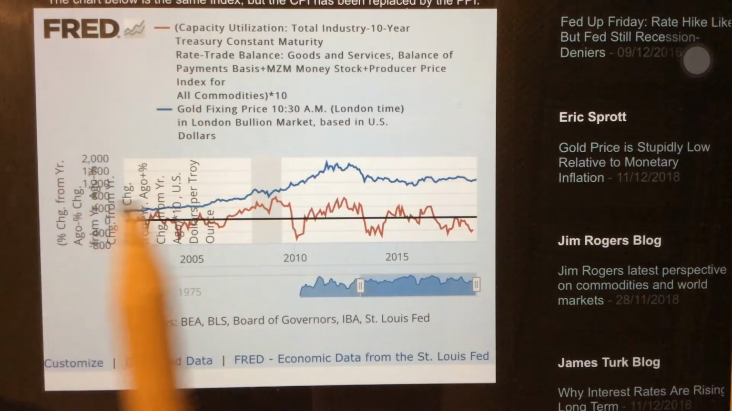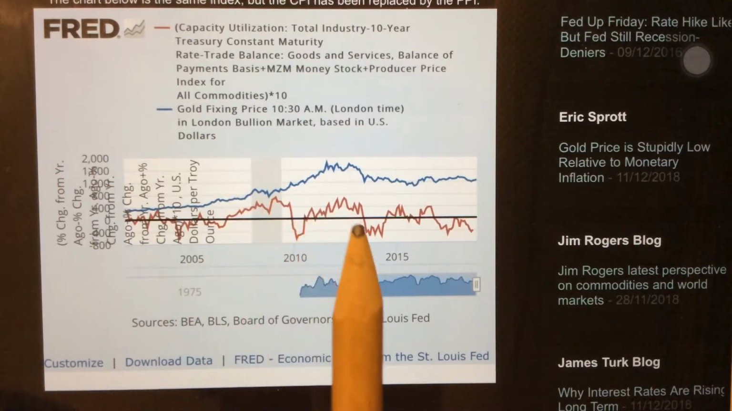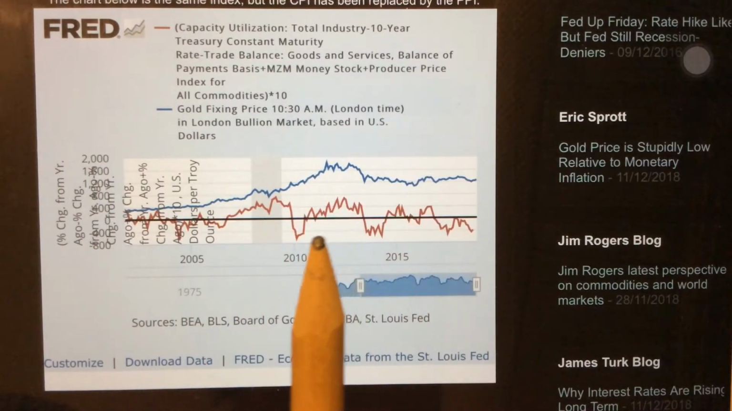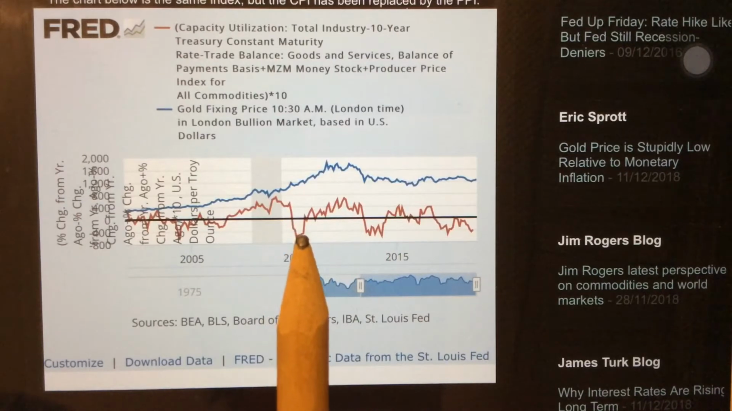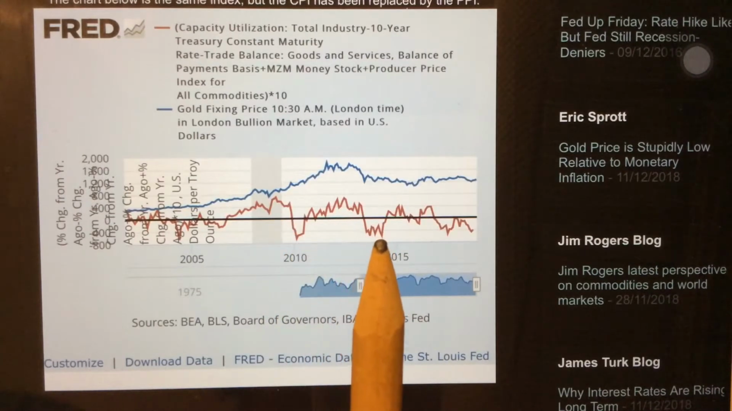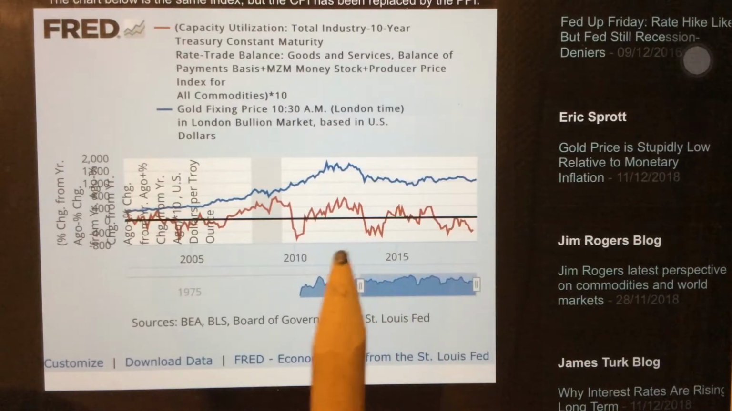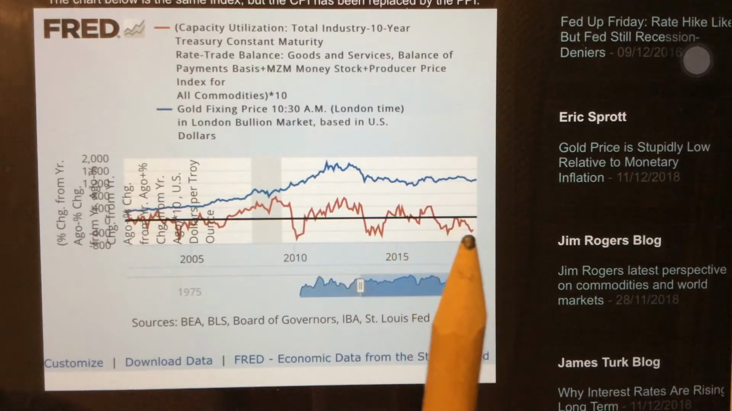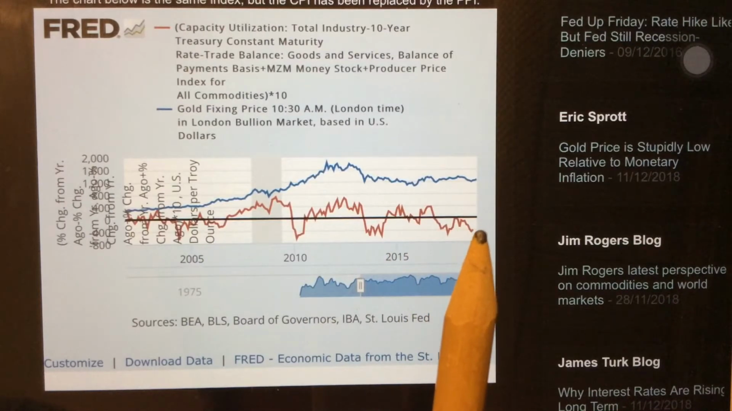So this is the gold forecaster index, the red line here, and whenever it goes below 0, it means that the gold price will be going down. And the latest number can be found here. You see there's a little blip upwards, but it's still in negative territory. So I believe that the gold price will not be doing well in the coming months.